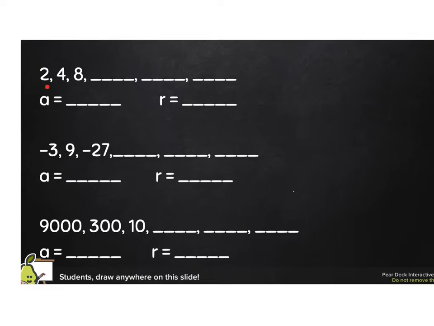Okay, in the first one we have 2 and then 4 and then 8. So it looks like they're doubling. So 2, 4, no, 6, 8. So we're doubling. The next one should be 16. And then after that, 32, 64.